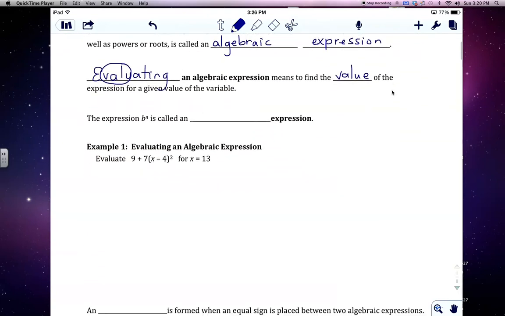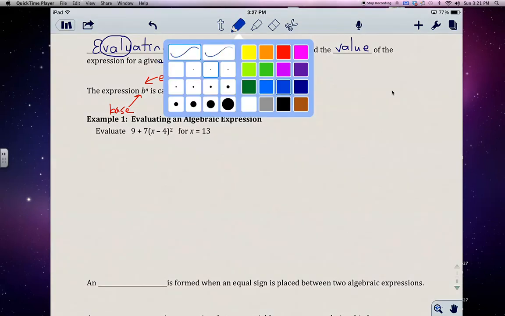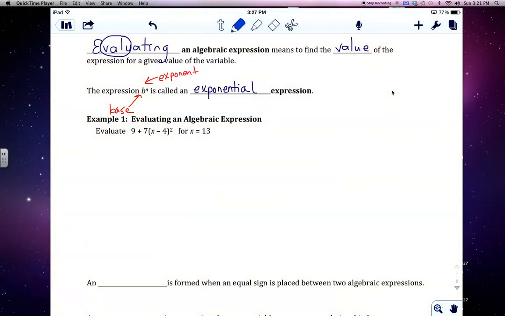Okay. The expression b to the n power is called an exponential expression. The n in this case is your exponent, and the b is your base. We'll talk more about that later. Okay, let's go to example 1. And example 1 is to evaluate an algebraic expression.